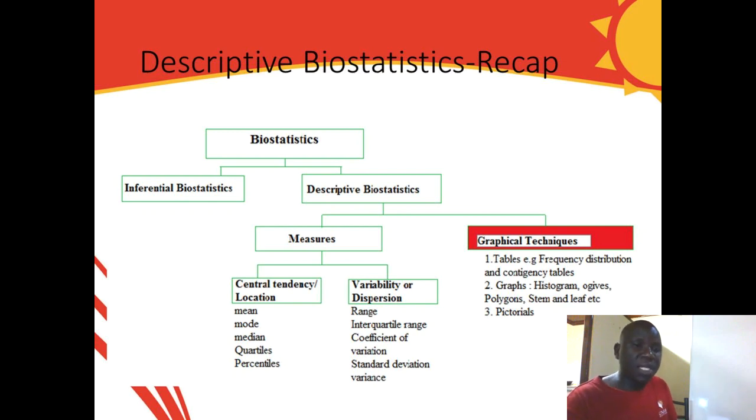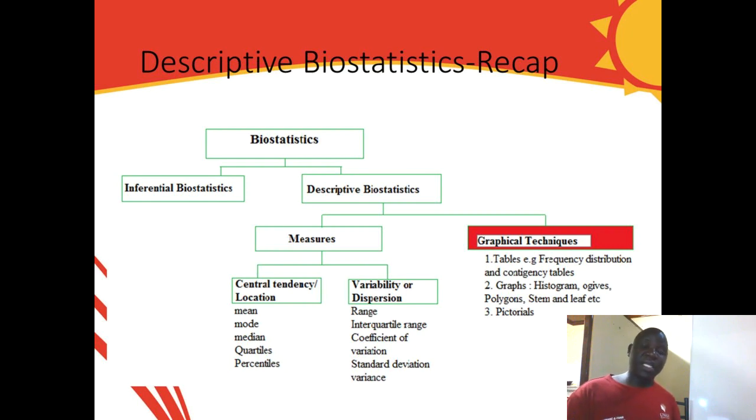It's either we calculate from the data the mean, mode, median, quarters and percentiles, or we can compute variability measures called the range, interquartile range, the coefficient of variation, the standard deviation, as well as the variance. But in most cases, you would realize that we don't use these in isolation. So in a research project or whatever, we normally use a combination of measures of central tendency, variability, as well as graphical techniques. So for the purpose of this particular video, we are going to focus on graphical techniques.